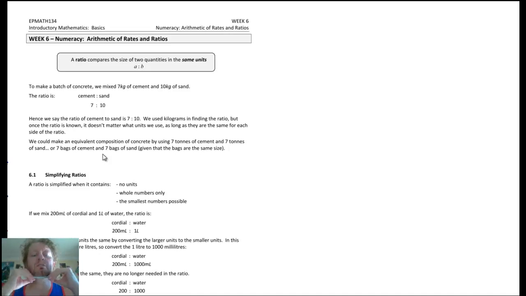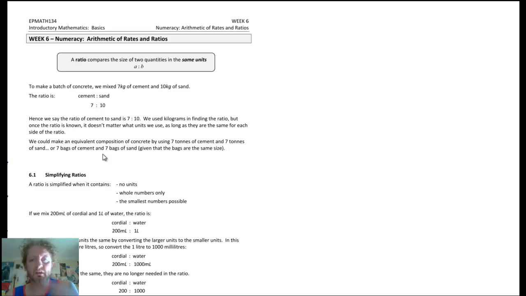As for what goes on the left and right, well, there's no real convention in ratios in which should go where, as long as it aligns with the words. If we're saying cement to sand, it's 7 to 10. If we were saying sand to cement, obviously it would be 10 to 7. So whatever order we've put the words is the order we put our numbers.